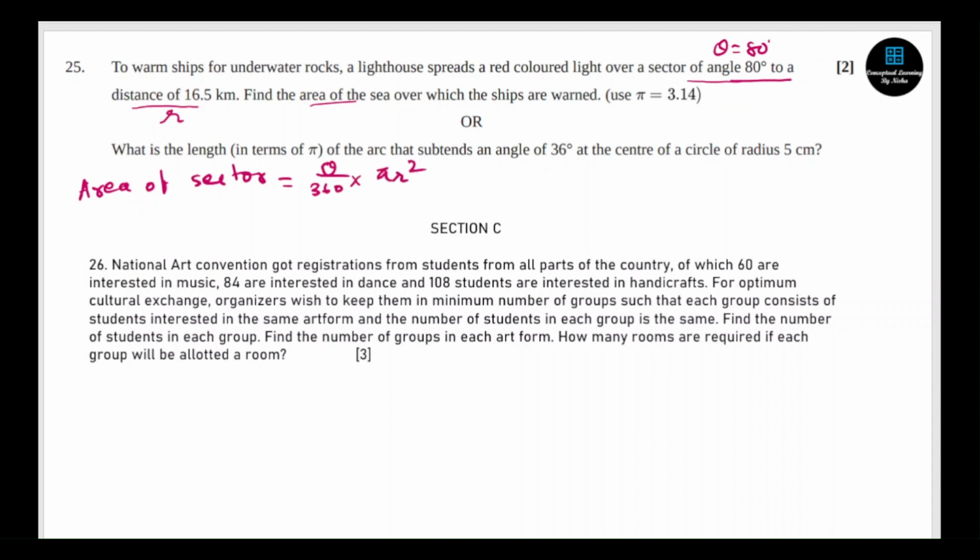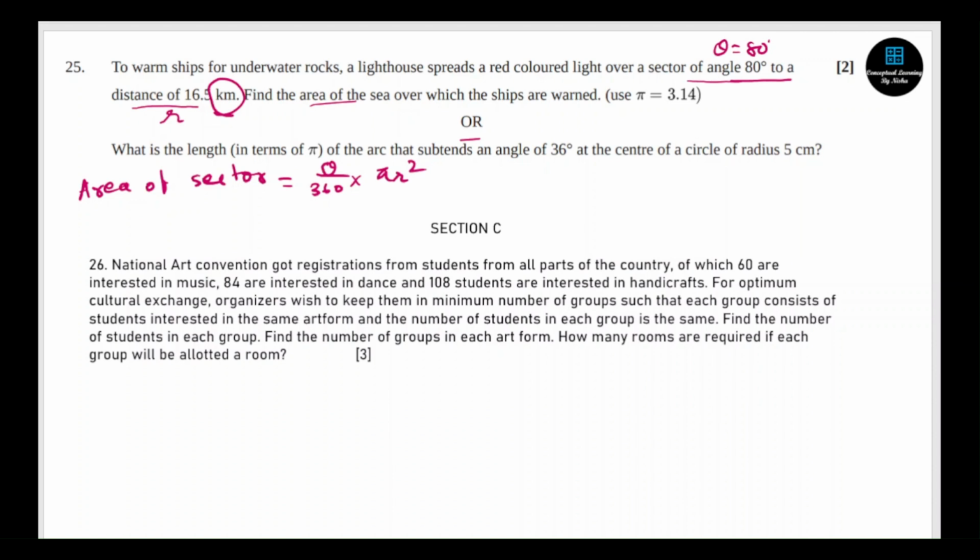Now substitute all the values you have been given straight away, substitute them and find the answer, and write the unit also. Here it is in kilometer, so your answer will be in kilometer square. Okay, so I leave this to you. You have to calculate this and write the answer in the comment box. Alright.